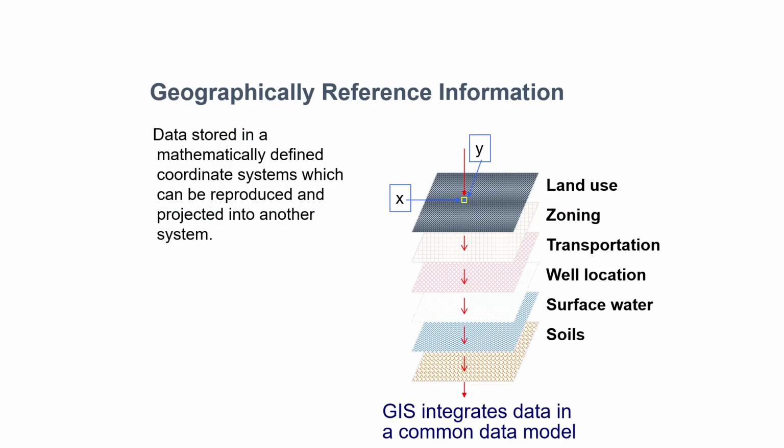All the information in GIS should be geographically referenced. All the data should be stored in mathematically defined coordinate systems which can be reproduced and projected into other systems. Next week, we should speak about coordinate systems. You probably know Cartesian coordinate systems, and I will share with you some useful information about Earth coordinate systems.